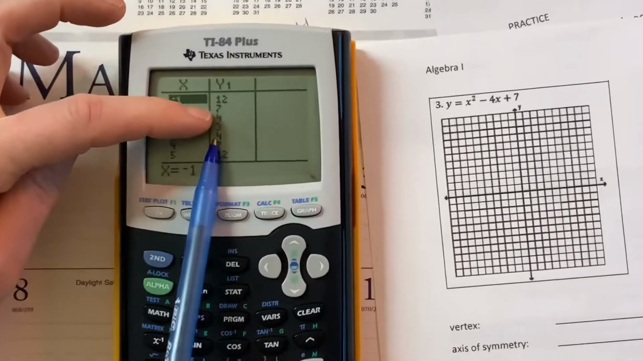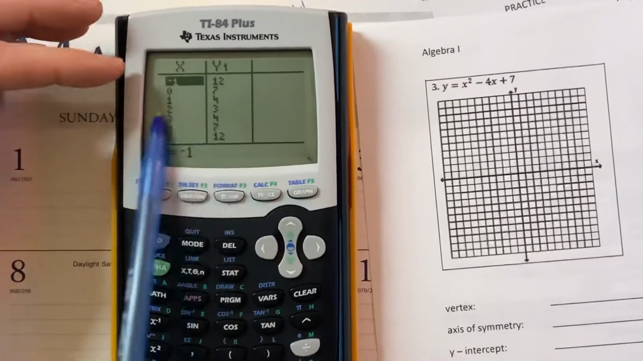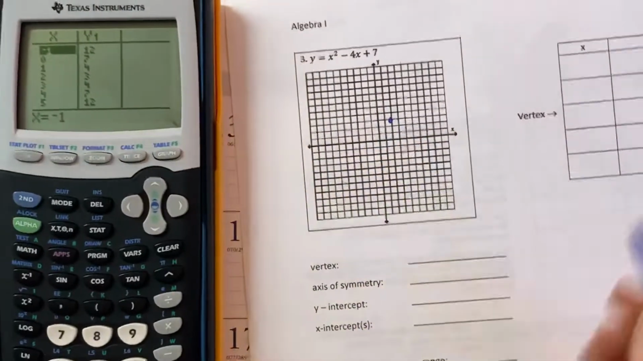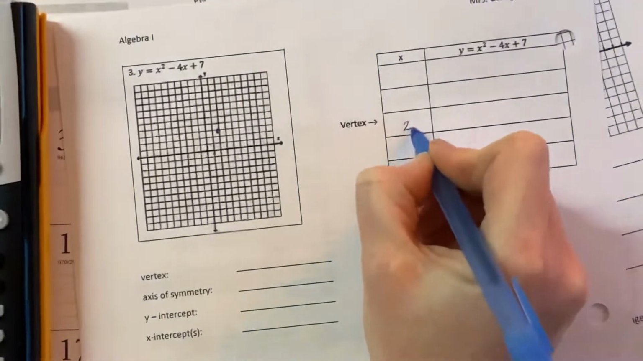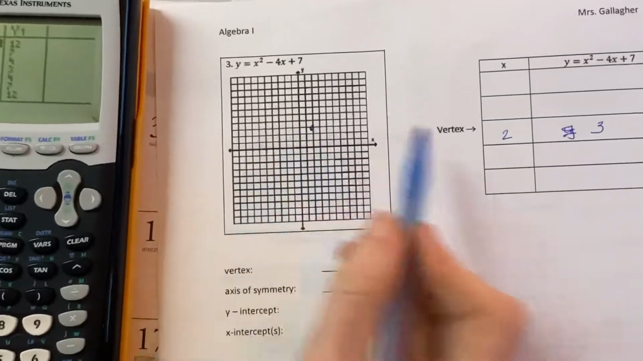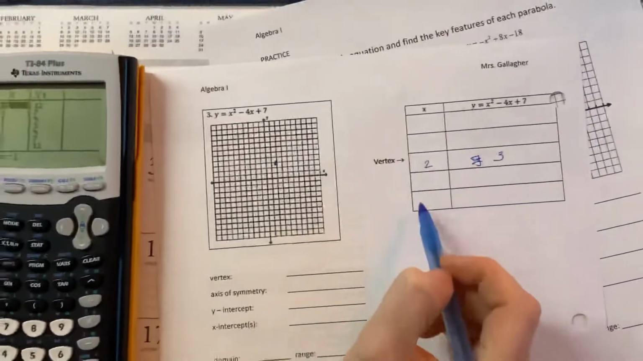And if you notice, they have 4s, 7s, 12s. So the one point that's in the middle, that is our vertex. So I already know that the point (2, 3) will be our vertex. So when x is 2, y is, oops, I wrote y. Y is 3. Then let's identify a few more points on either side of the vertex.